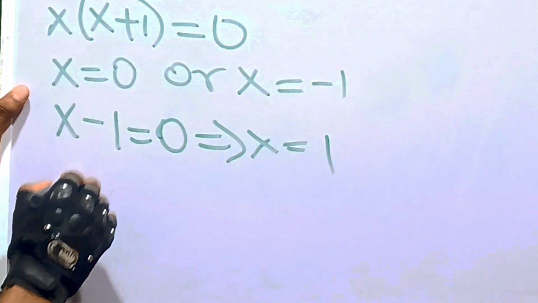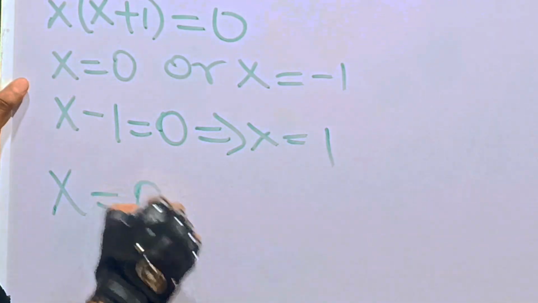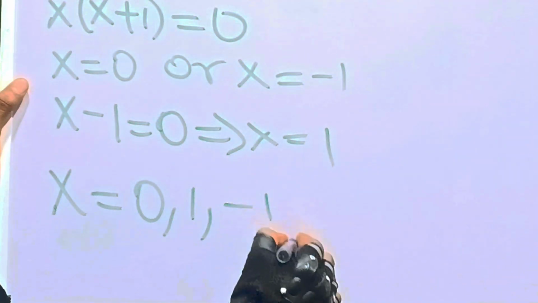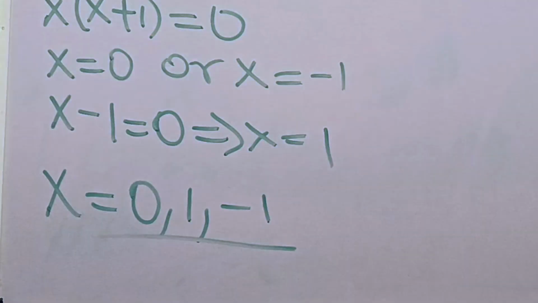So our values for x are that x is equal to 0, 1, or minus 1, and this becomes the final answer to this question.